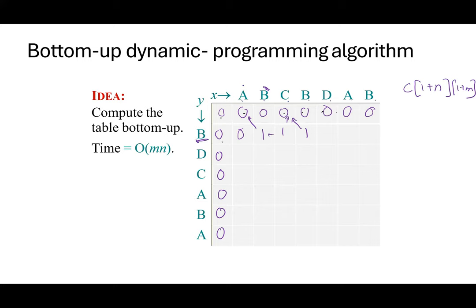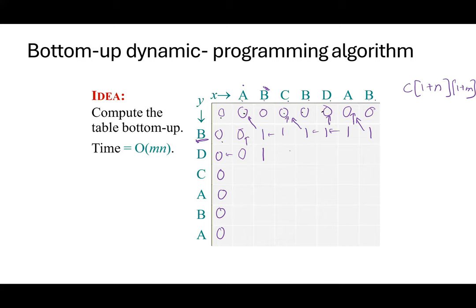D and B, they don't match. So we go left, we get top and take the max. B and A, they don't match. So we go left, go top and take the max. B and B matches. So we go diagonally and add 1. Next, A and D, they don't match. So we go left, we go top and take the max. B and D don't match. So we take the max of top and left. So that is 1.